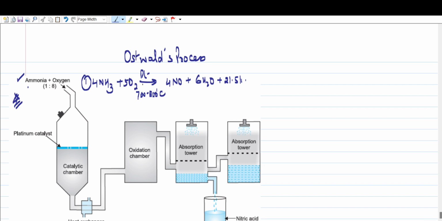First step is a catalytic step in which platinum is used, temperature is 700 to 800, and ammonia and oxygen will combine to form nitric oxide, right?